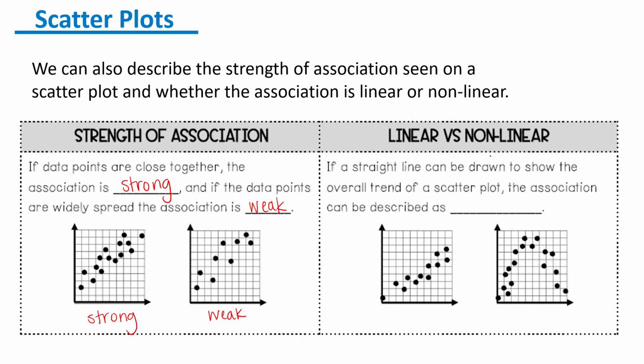All right, and here we have linear versus nonlinear. Linear means that if a straight line can be drawn to show the overall trend, that would be a linear association. For example, looking at the one on the left, I can draw a line, and even though all the points are not on this line, it follows the pattern of the points, so that would be called linear. Here, though, these points make a U shape if I follow the pattern, so that would be nonlinear.